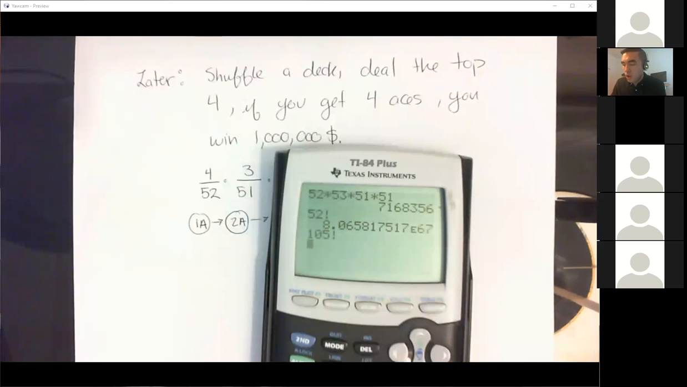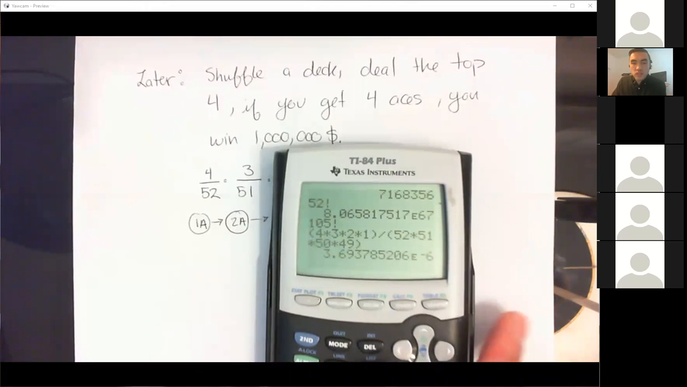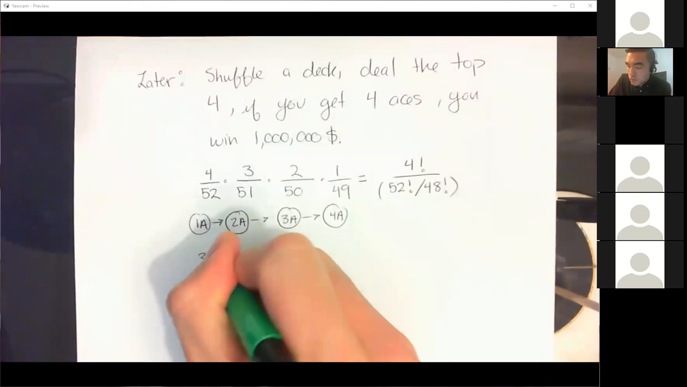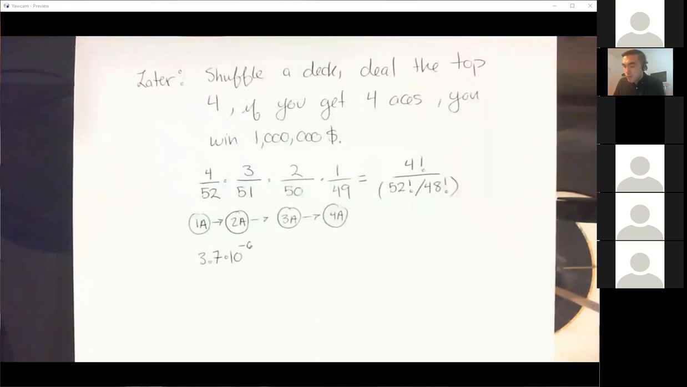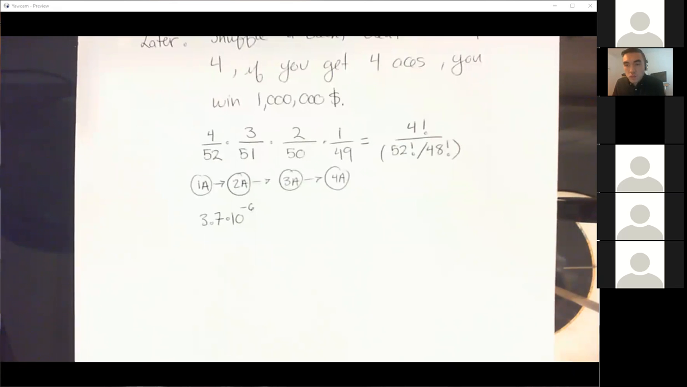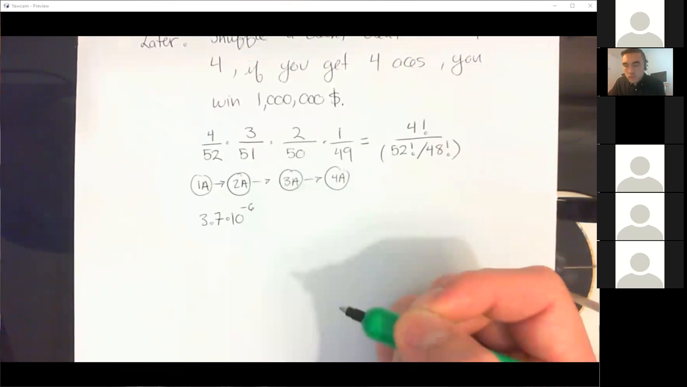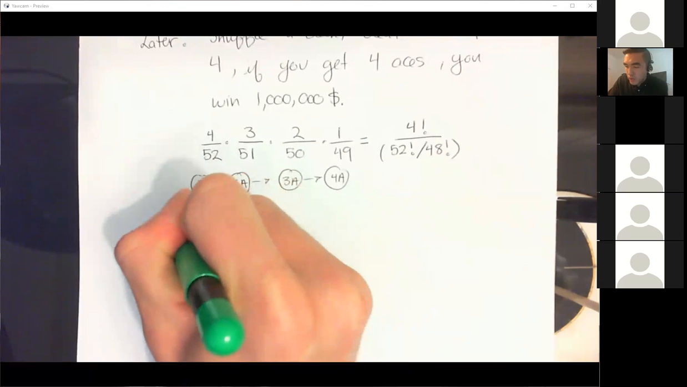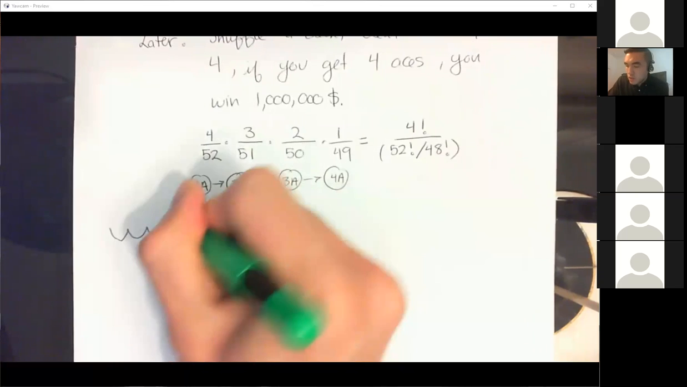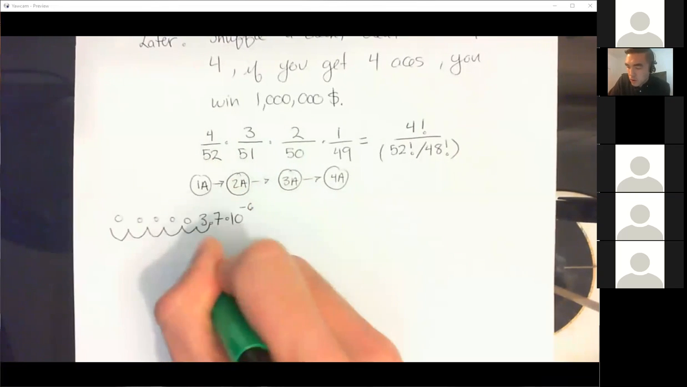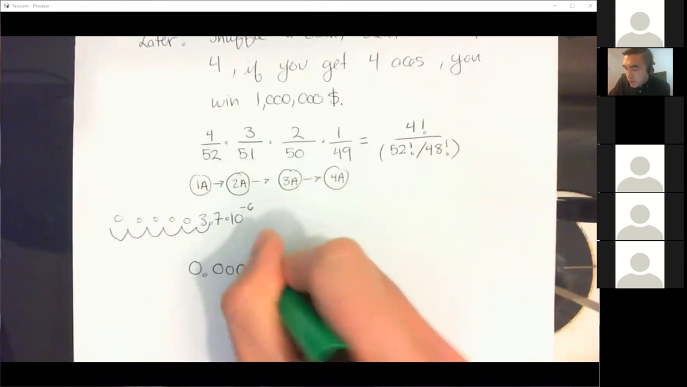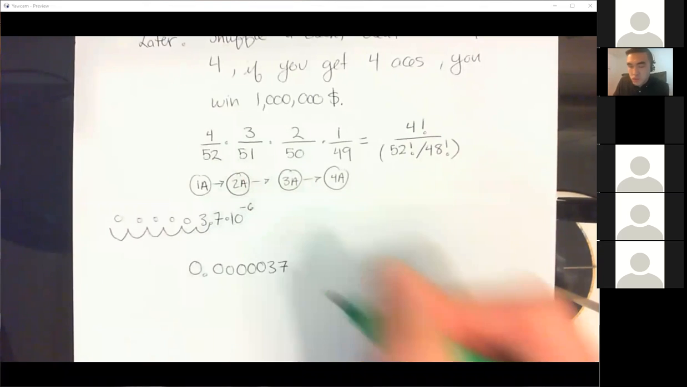Or if you just want to see how freaking unlikely this would be, 4 times 3 times 2 times 1 divided by 52 times 51 times 50 times 49. That is 3.7 times 10 to the negative 6. This is the probability that this occurs as a decimal. So hey, kids who paid attention in science, what is 10 to the negative 6? What is that asking me to do to this decimal? Move it 6 times to the left. Let's move it 1, 2, 3, 4, 5, 6. So this is to say that your probability of winning is 0.0000037. So this is your probability as a decimal.